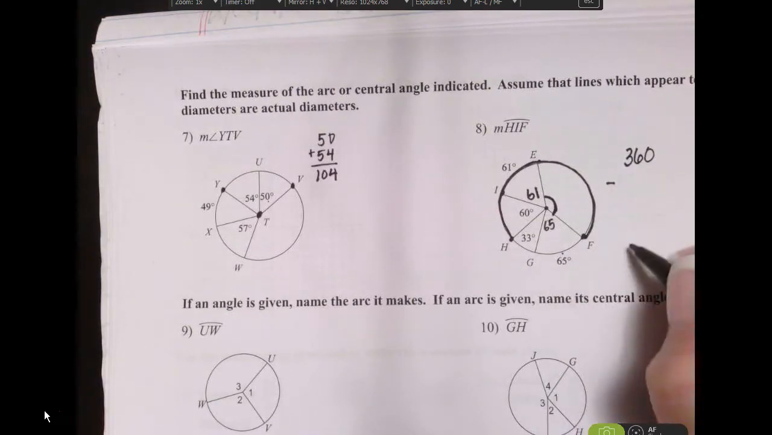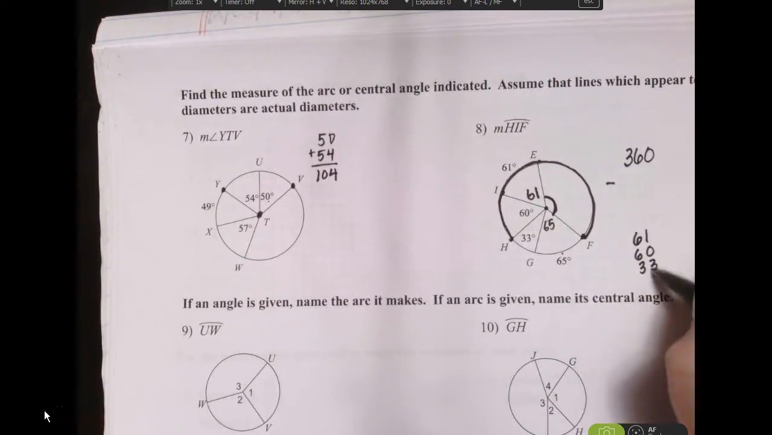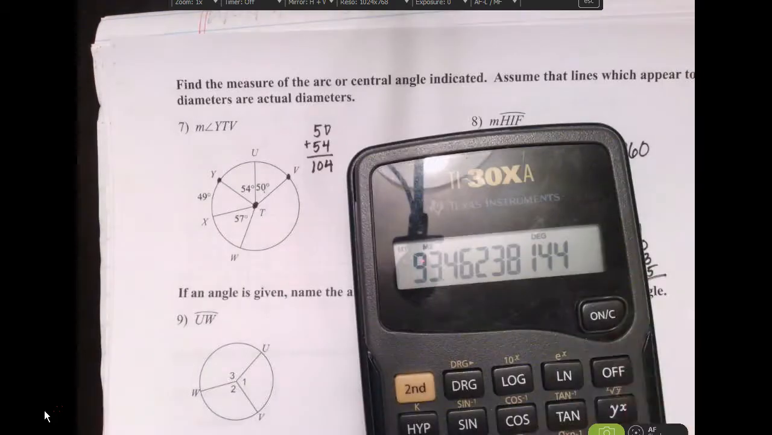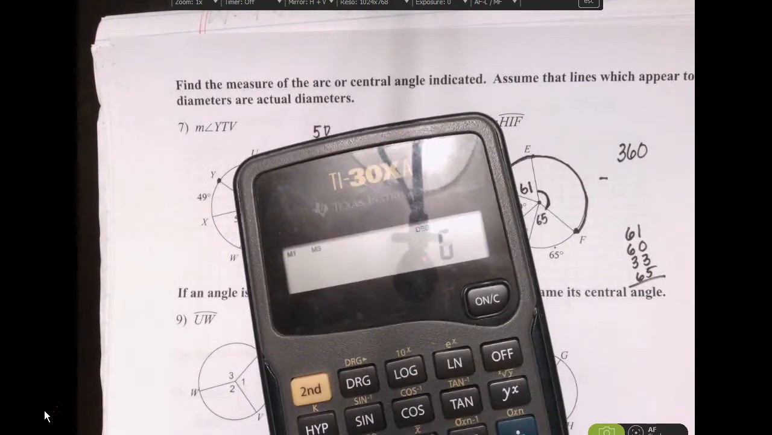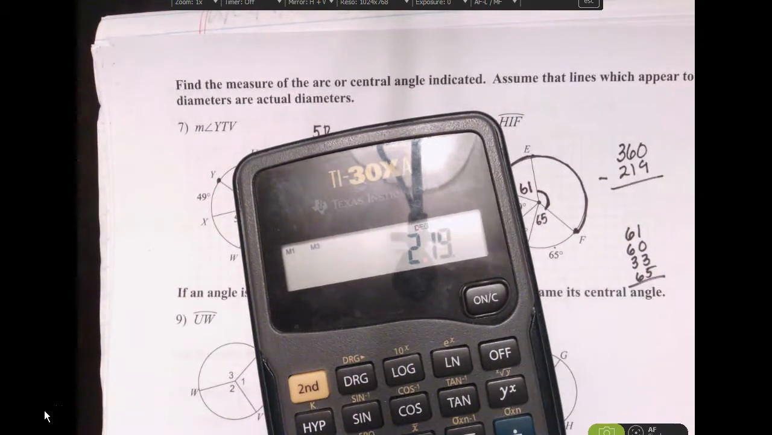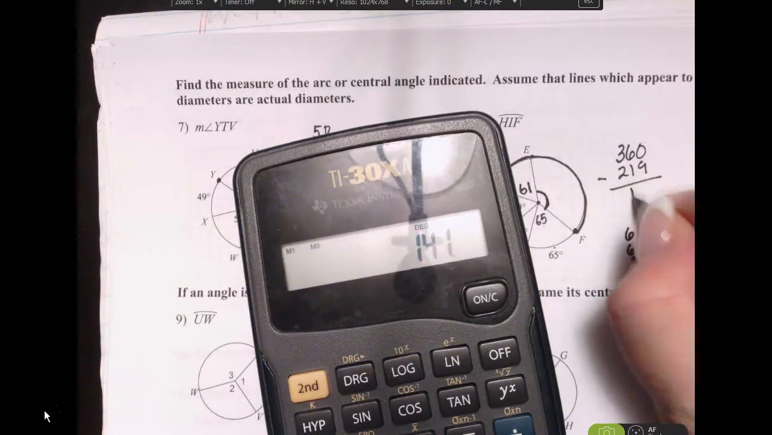So let me go separately here and add those up. 61, 60, 33, and 65. So altogether that is going to add up to 219. So I'm going to take that away from 360 and I get 141.